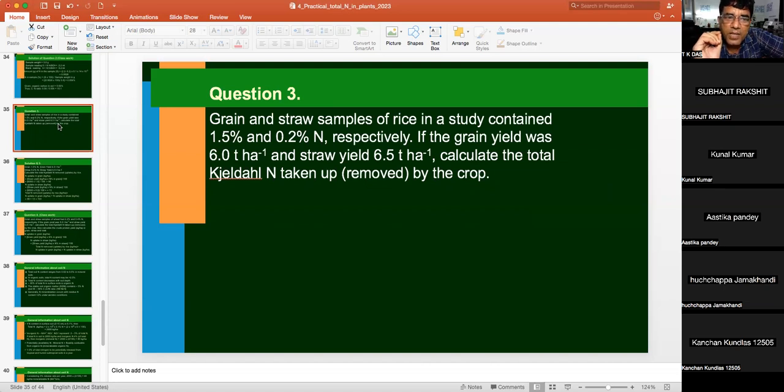If the grain yield was 6 ton per hectare and straw yield 6.5 ton per hectare, calculate the total nitrogen taken up by the crop. So in this case, you need to convert these grain and straw yields into kilograms, and then you can calculate the percentage. For 6, the percentage is 1.5, for 6.5, 0.2%. These are the hints. Do it in 1 minute.